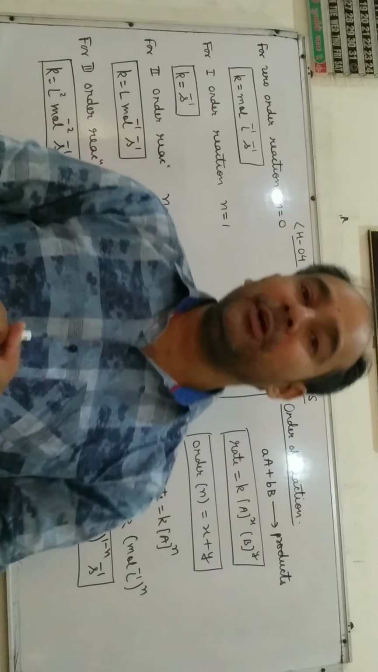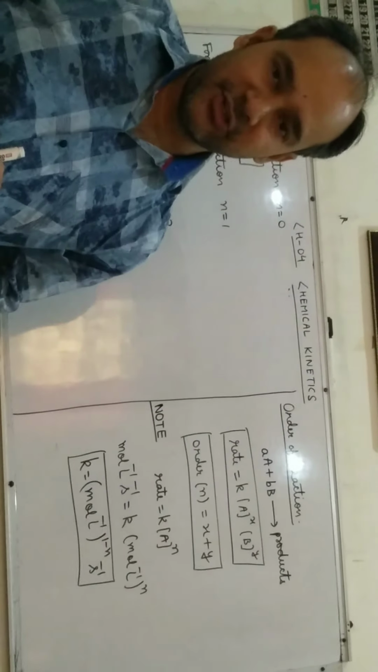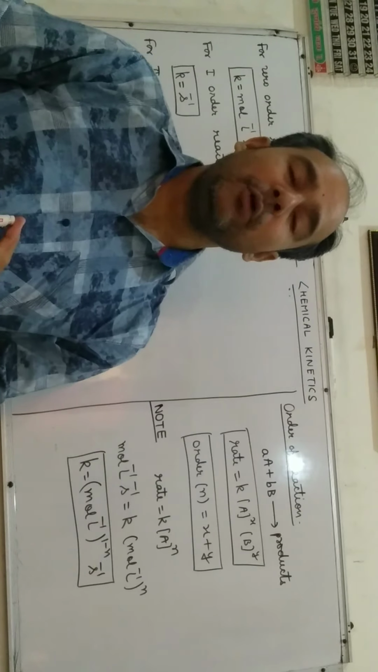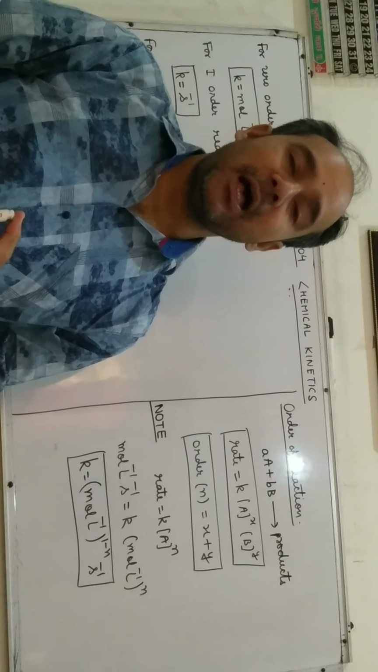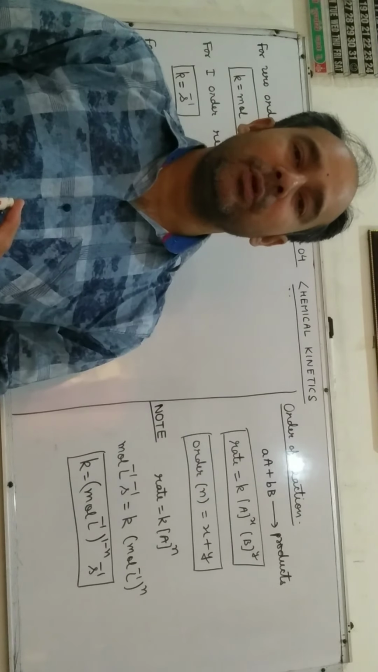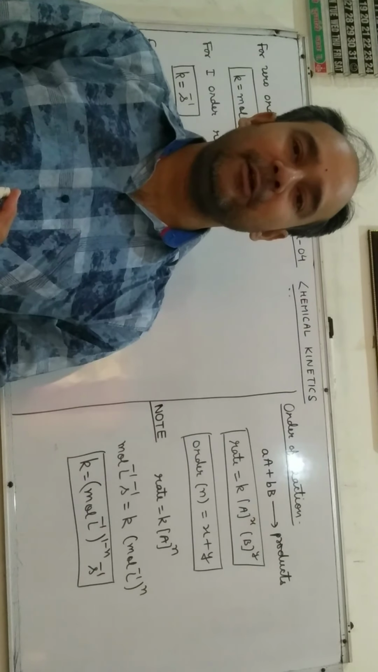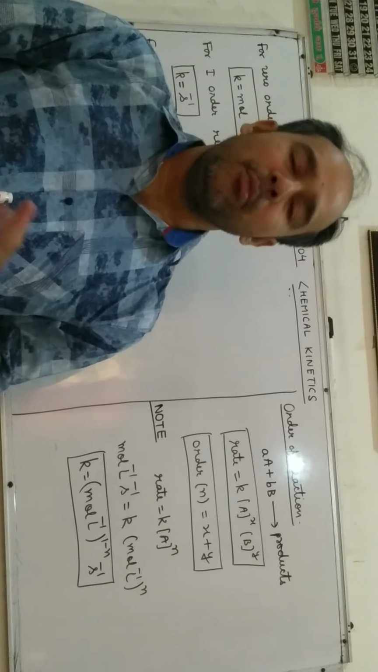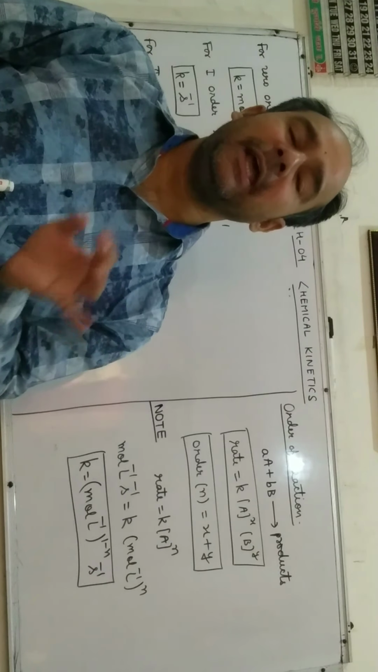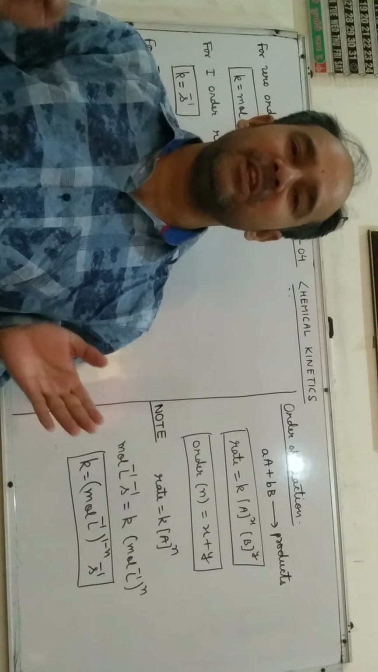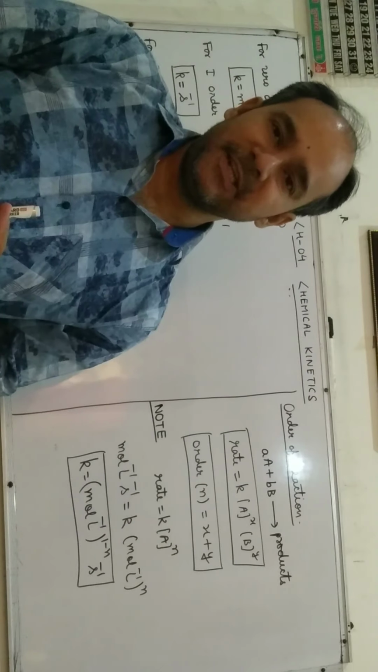Now let us discuss the important term molecularity of reaction. Students, the number of reacting species, that is atoms, ions or molecules, which must collide simultaneously in order to bring about a chemical change is said to be the molecularity. Molecularity is meant only for elementary reactions. It has no significance for complex reactions.